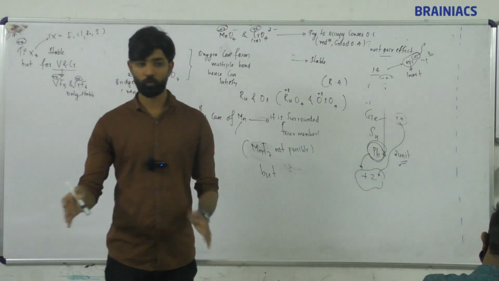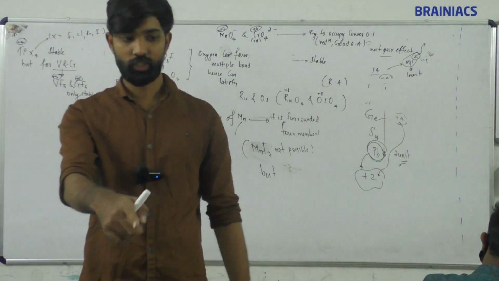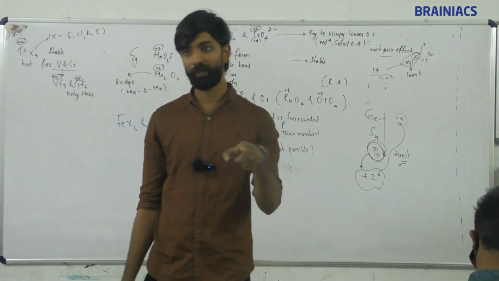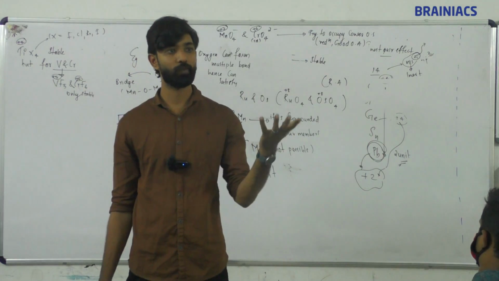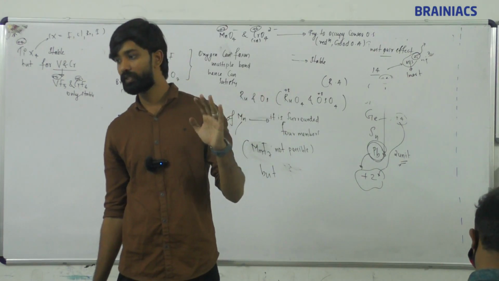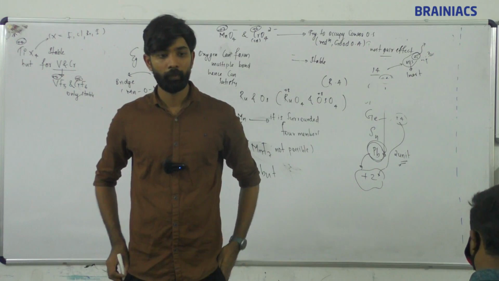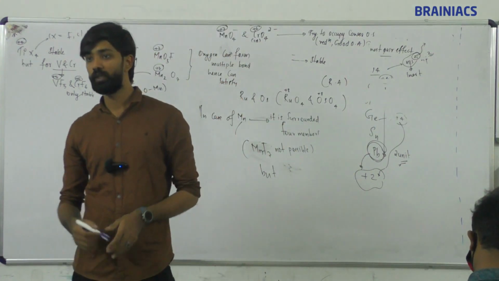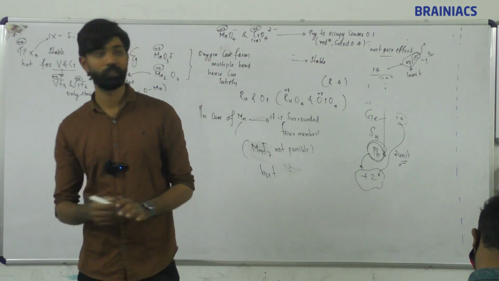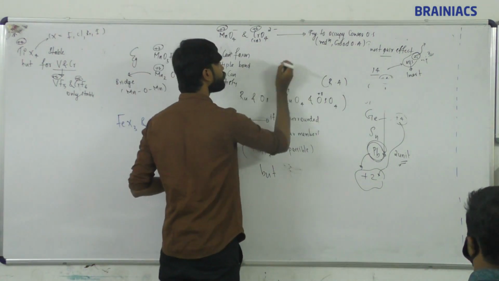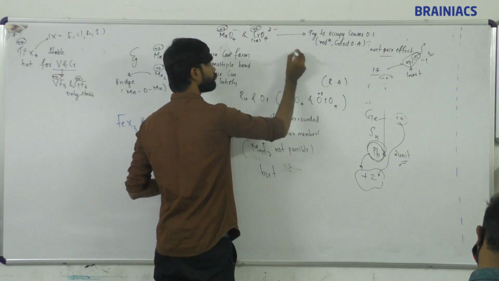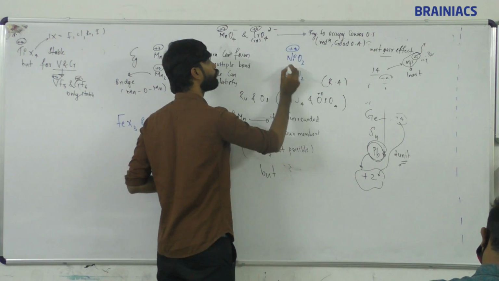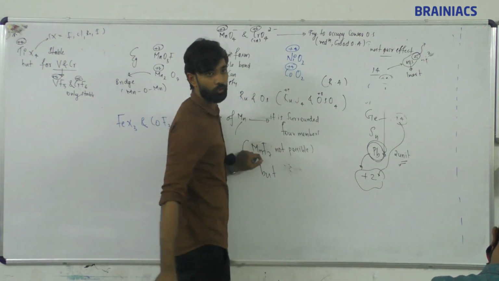Beyond manganese, what is the maximum oxidation state? +4, +6. In the case of iron, it may be +6, but it is a rare one. So the maximum chance is for +4, but only in the case of oxygen. NiO2 is +4: nickel can show +4, but with oxygen. CoO2 is +4, but with oxygen.